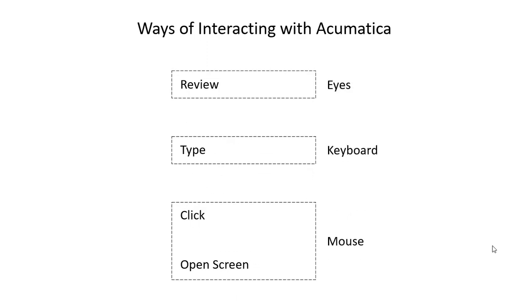And if you think about how you do those things, you review information with your eyes, you type with your keyboard, and you click with your mouse. Now when you're documenting a process, it's real easy to just start typing out a process. But there's some problems with that because it's harder for people to understand just the typed words. It's nice to have pictures along with it. So with these 4 ways of interacting with Acumatica, we've got 4 symbols, or icons, one for each of these 4 things.